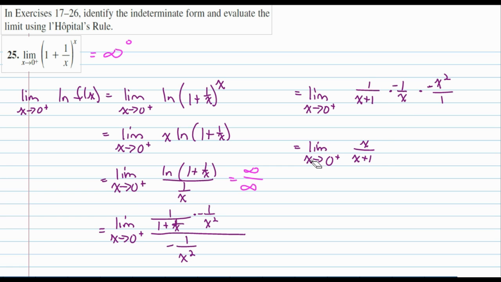Now I can take the limit as x approaches 0 from the right. The numerator is going to approach 0, the denominator is going to approach 1, so that leaves me with 0 as my limit. Therefore, the limit of the function I'm trying to find can be rewritten as the limit as x approaches 0 from the right of e to the natural log of that function. Well, since I found that limit, I know that that would be e to the 0, which is 1.